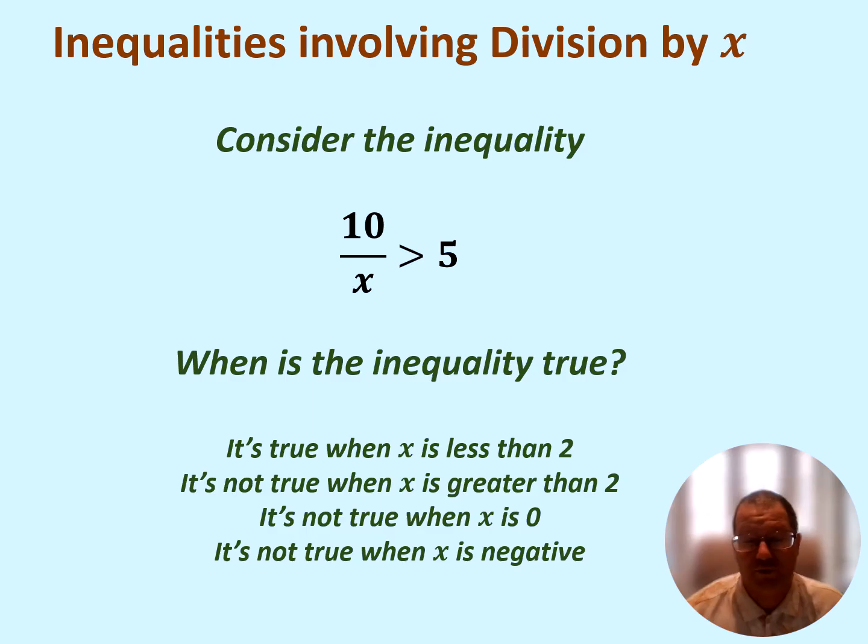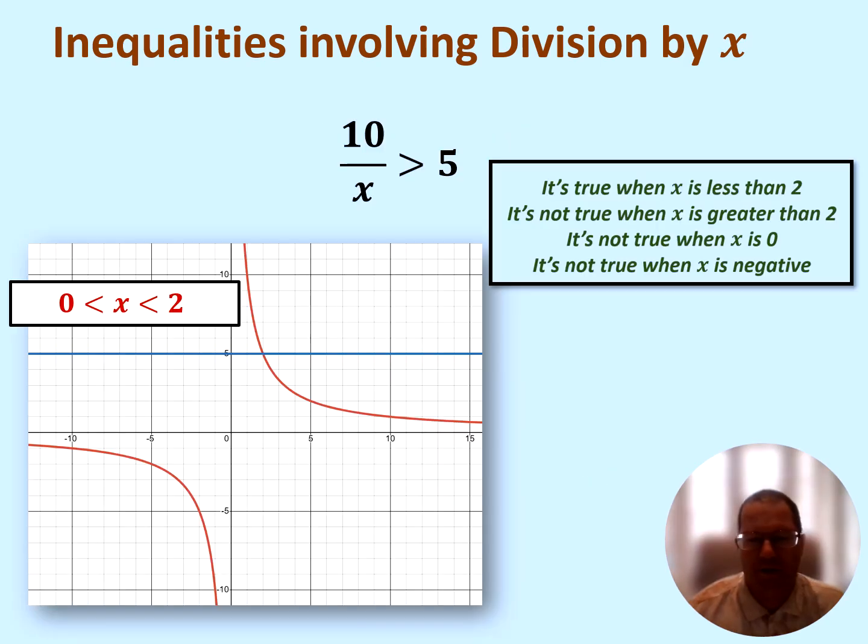And it's also not true when x is negative. So whatever value of x you have which is negative, the left-hand side will be negative, and it will not be greater than 5. So solving this inequality is not as straightforward as just timesing both sides by x, getting 10 is greater than 5x, dividing by 5, and saying that x is less than 2, because not all values less than 2 are solutions to the inequality.